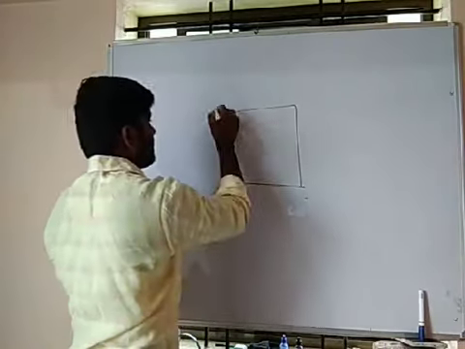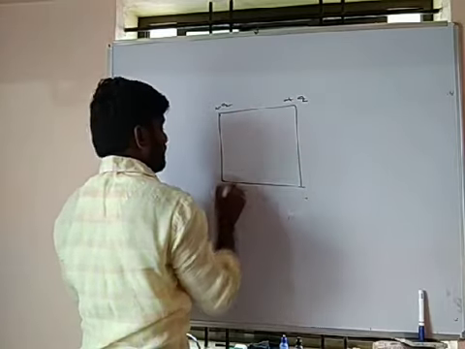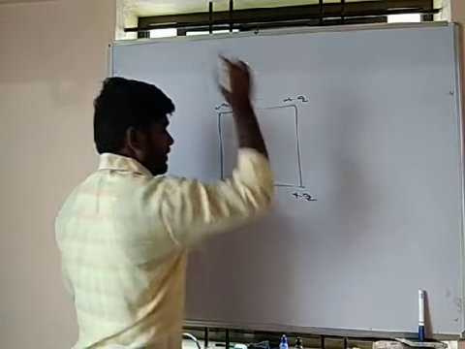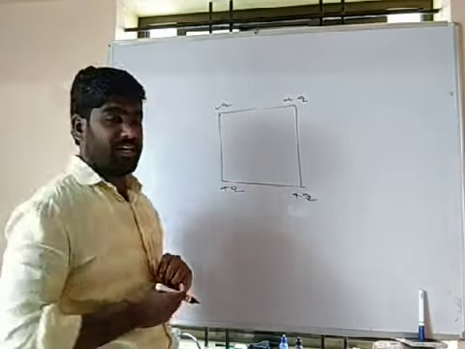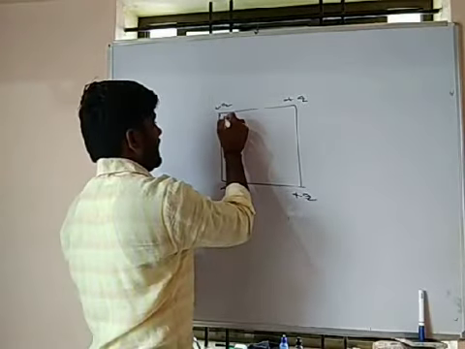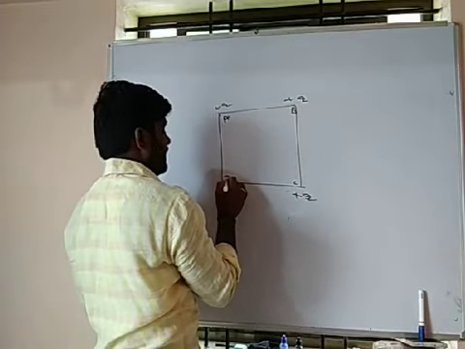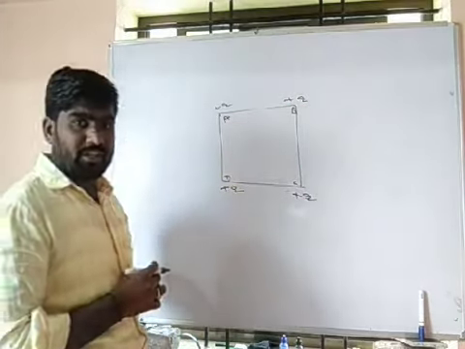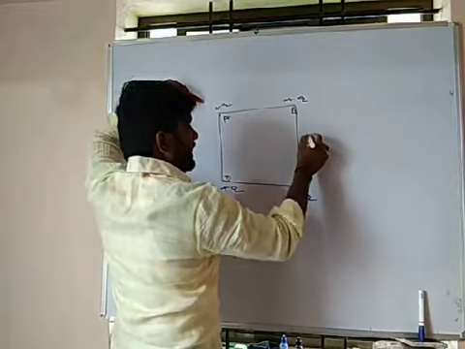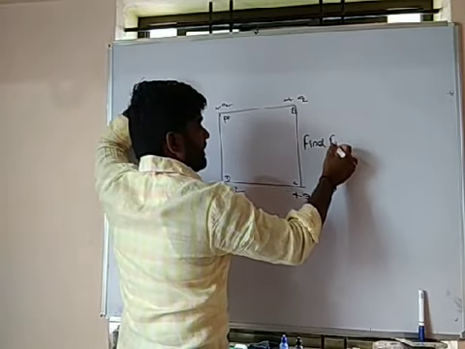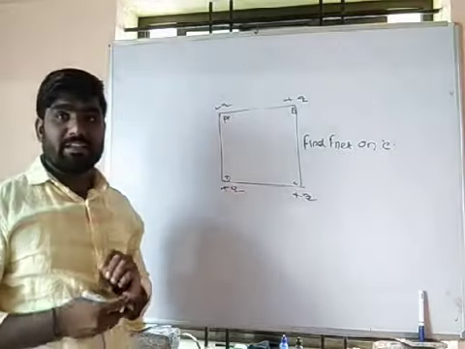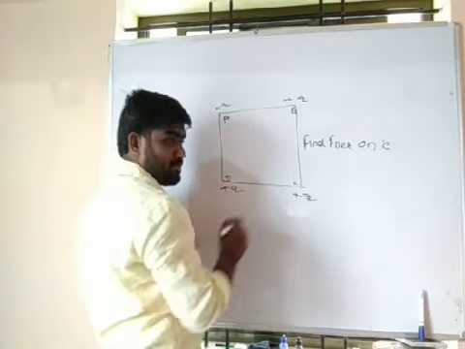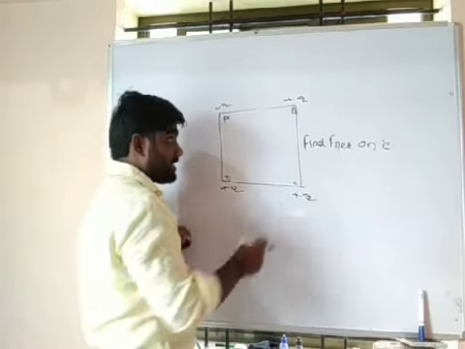So if 4 charges are kept at 4 corners of the square, A, B, C, D. Okay. So how to calculate this? Find F net on C. How to calculate this? See here. At this point I want to calculate F net.